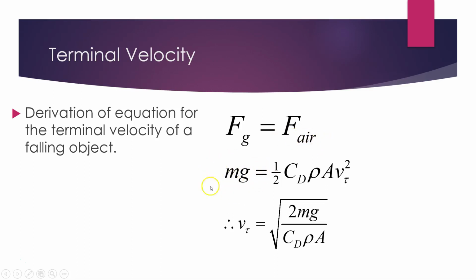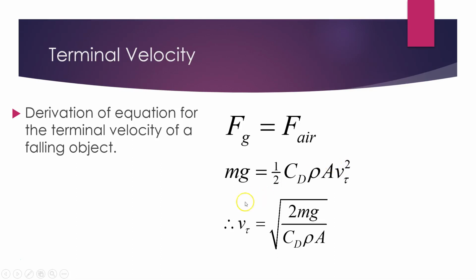Force of gravity is mg. Using our quadratic model of air resistance, force of air resistance is a half C_D rho A V squared. And I've changed the V squared here slightly, and I've put a little, what looks like a T, down the bottom as a subscript. It's actually a tau, one of those Greek letters. V tau is usually used to represent terminal velocity, because in this case, when we solve for V, we'll get the terminal velocity.